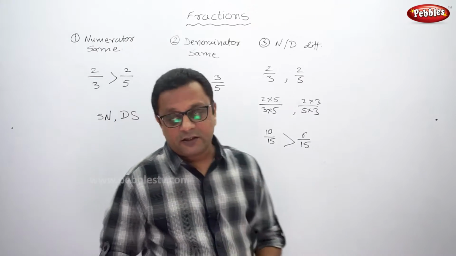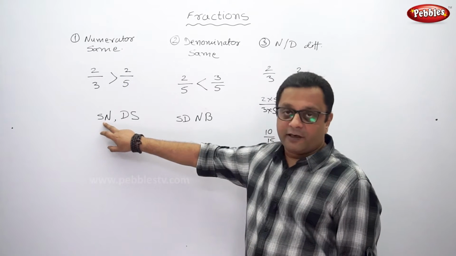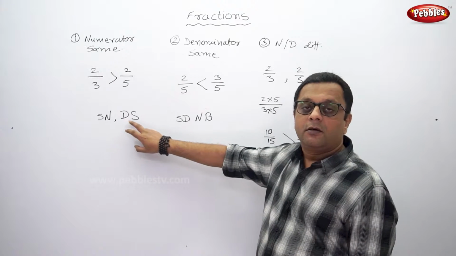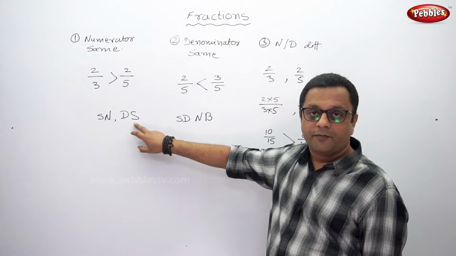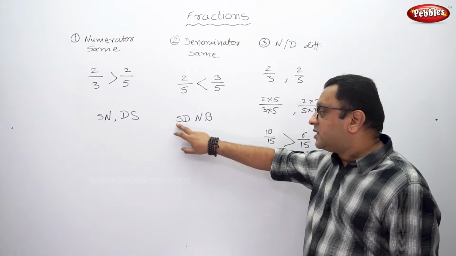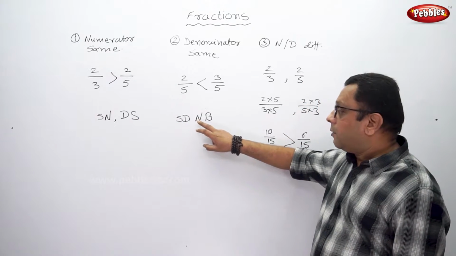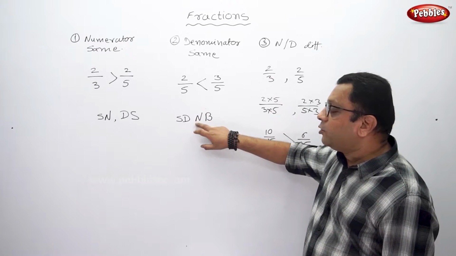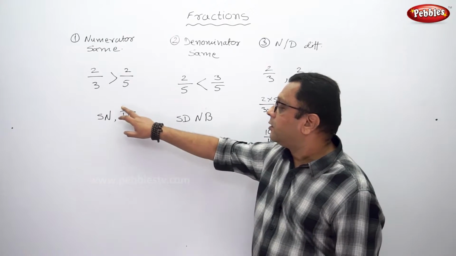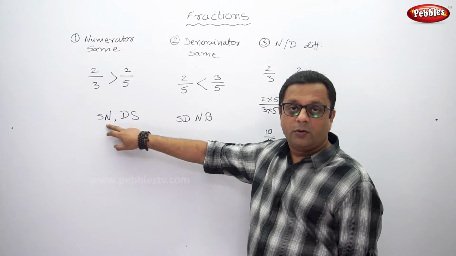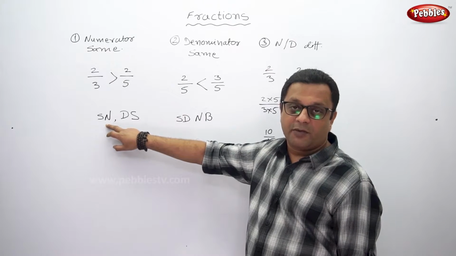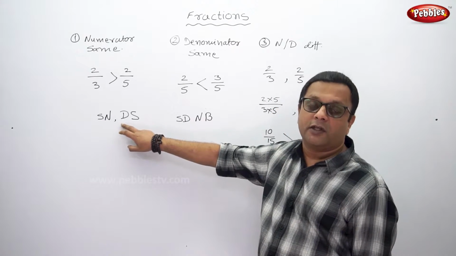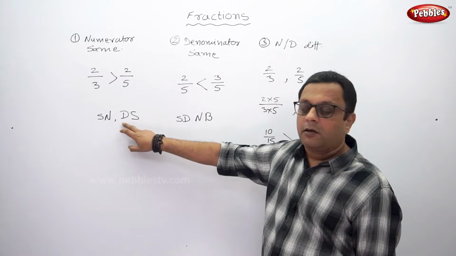Again we will revise this. Same numerator, big denominator, smaller number or smaller fraction. Same denominator, big numerator, big fraction. The first two are for which kind of example? This is the same numerator. Then I have given here which is the bigger one. Denominator big, fraction small.